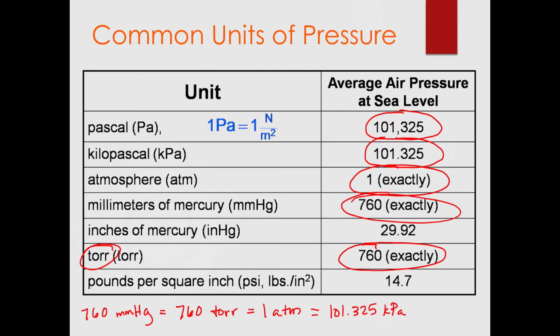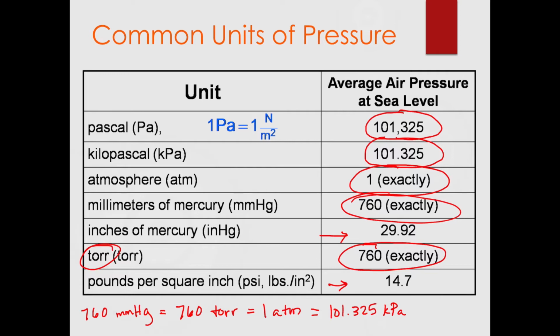Okay, so all of these things mean the same. They are all atmospheric pressure. We also have inches of mercury and PSI, pounds per square inch. These ones we won't use as much. The ones that I have circled are ones that you need to memorize.